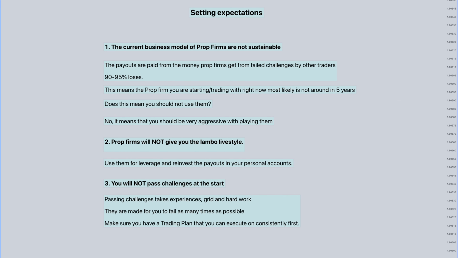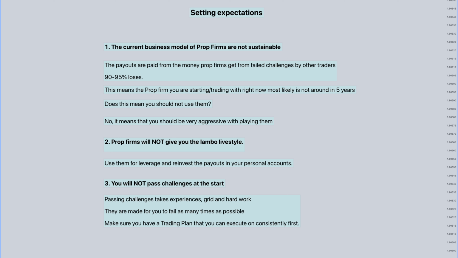Before you dive into the prop firm world, it's very important to set some expectations. And the first expectation you need to have is that the business model of prop firms is not sustainable. Why? The payouts paid to the profitable traders are paid from failed challenges by other traders. On average, between 90 and 95% of the challenges are failed. So all the challenge fees are used to pay out the profitable traders, that small 5 to 10% that actually make payouts. When you don't have a sustainable business model, most prop firms you are now starting or trading with are most likely not around in 5 years from now.